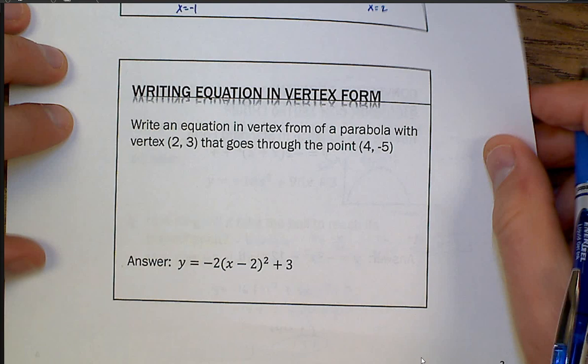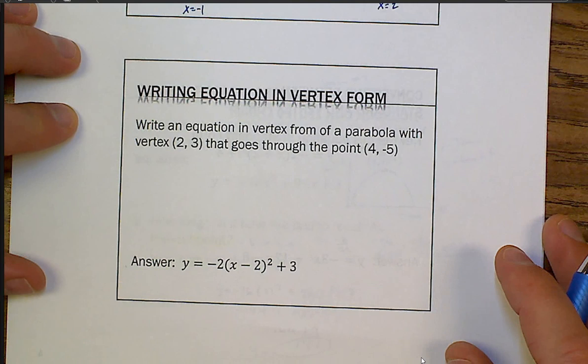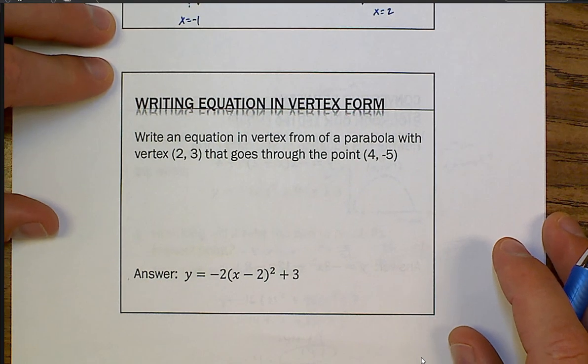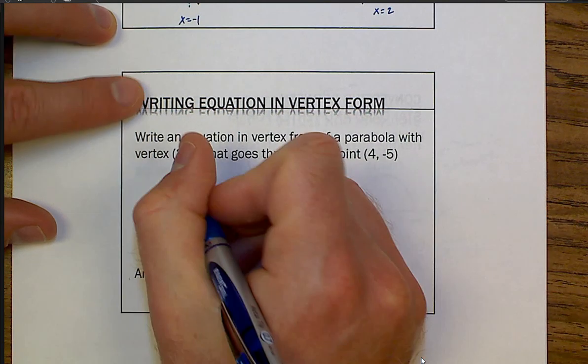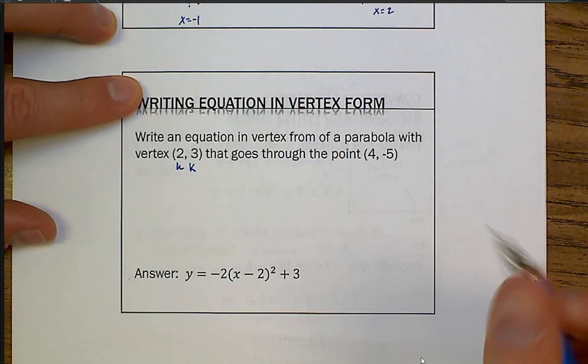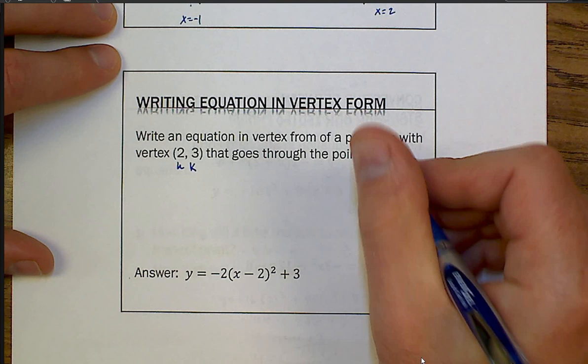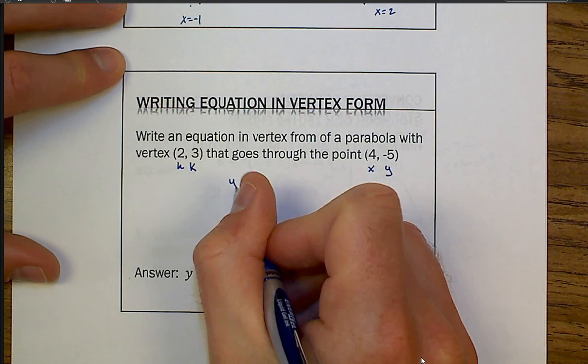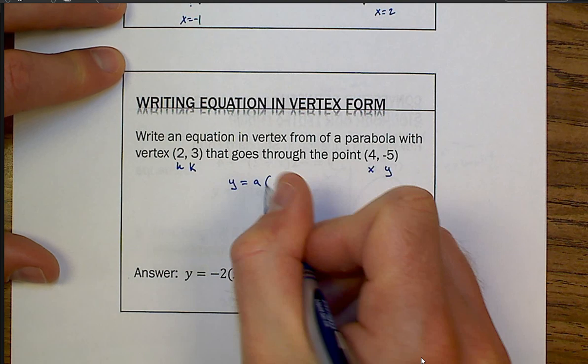This is probably new for you. It says write an equation in vertex form of the parabola with the vertex. So this is my h and this is my k, with a vertex that goes through the point 4, 5. So this is my x and my y. So the first thing I want to do is write down my vertex form.